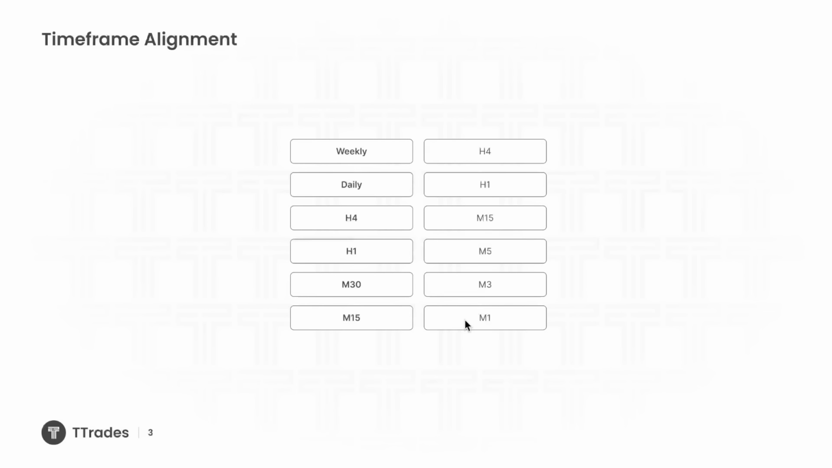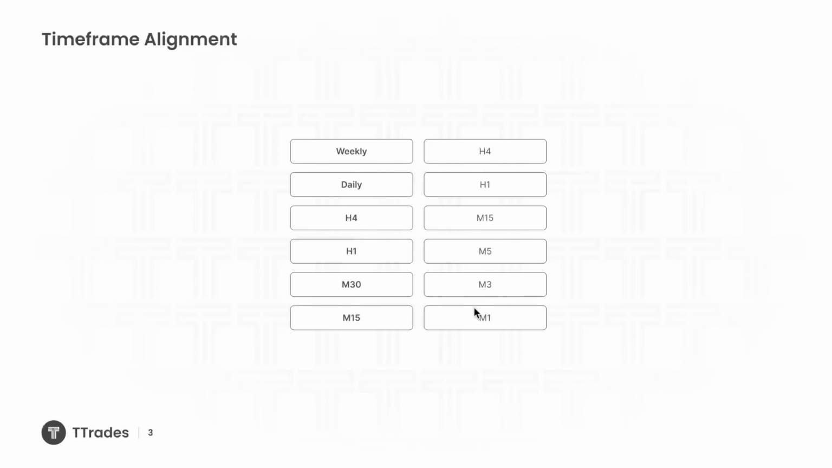Now I align my bias the same way as I would align my structure. So let's say I want to take an entry on the 5-minute. That aligns with the 1-hour. So now I have my entry timeframe and my structural timeframe. But where do I get bias? Well, I want to see what aligns with the hourly. So finding the hourly, I align it with the daily to get bias.